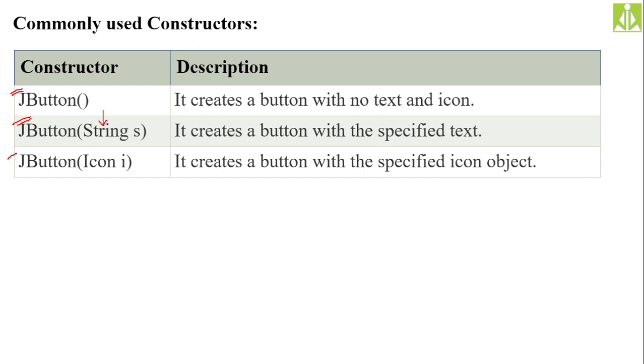Then lastly we have JButton with an icon. You can pass the path of an image, or you can create the icon for your button, and that icon you can pass as an argument to this JButton, and then the JButton will be created along with this icon. Hopefully you understood.